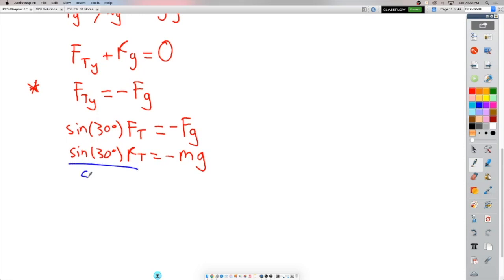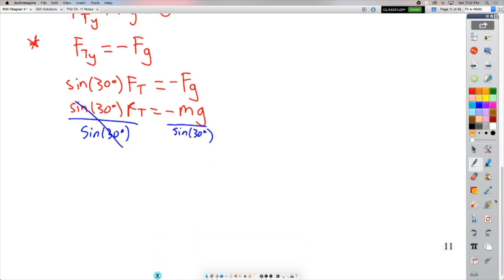I'm going to divide both sides by sine of 30 degrees. Okay, divide that side by sine of 30 degrees. And we get that the tension force, which again, what we wanted, the tension force is equal to negative mg over sine of 30 degrees. And so that's negative, okay?